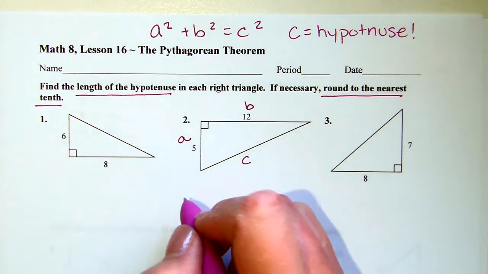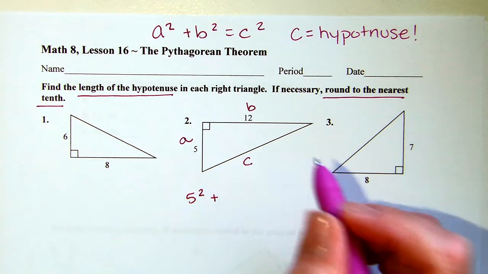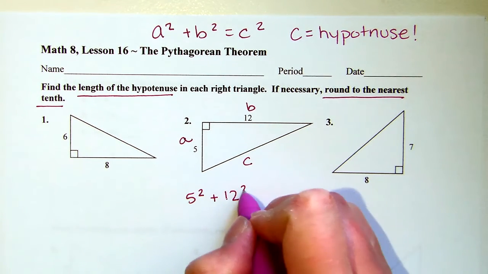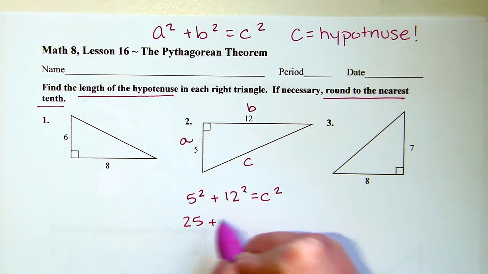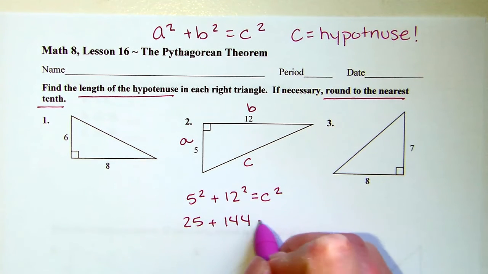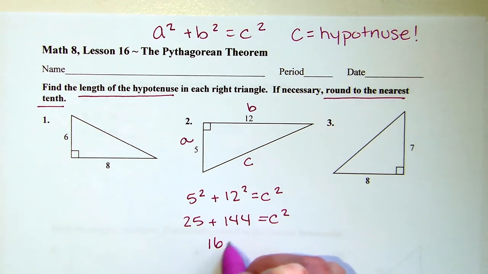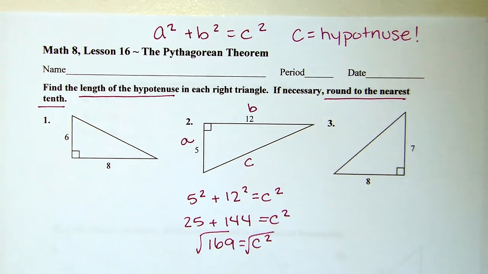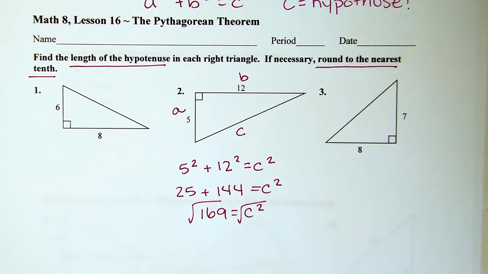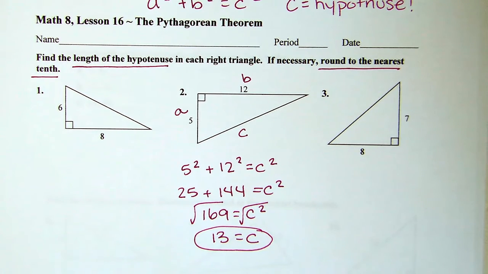Next, I'm going to plug my 5 in for A, so I'm going to go 5 squared plus 12 squared for B equals C squared. 5 squared is 25. 12 squared is 144. And that's going to equal C squared. When I combine these two numbers together, I get 169 equals C squared. We're going to square root both sides of our problem. Now the square root of 169 is 13, so I'm going to get 13 equals C. Please circle your final answers in this, especially when you have to round.